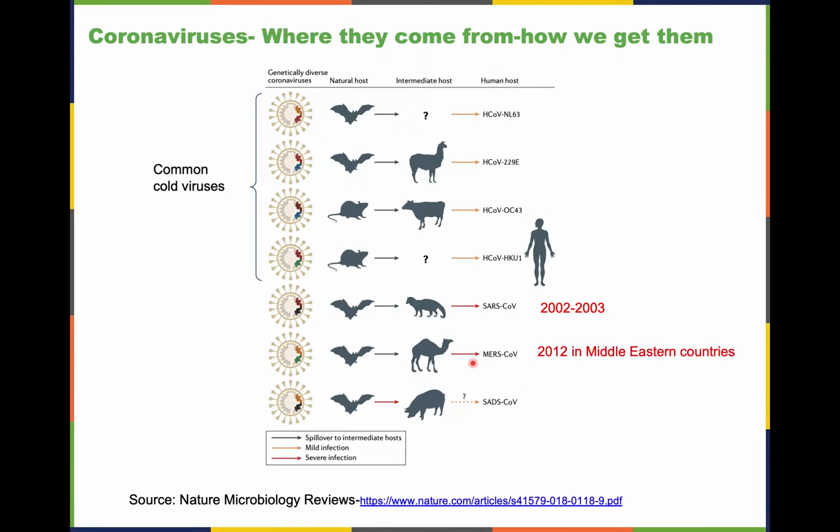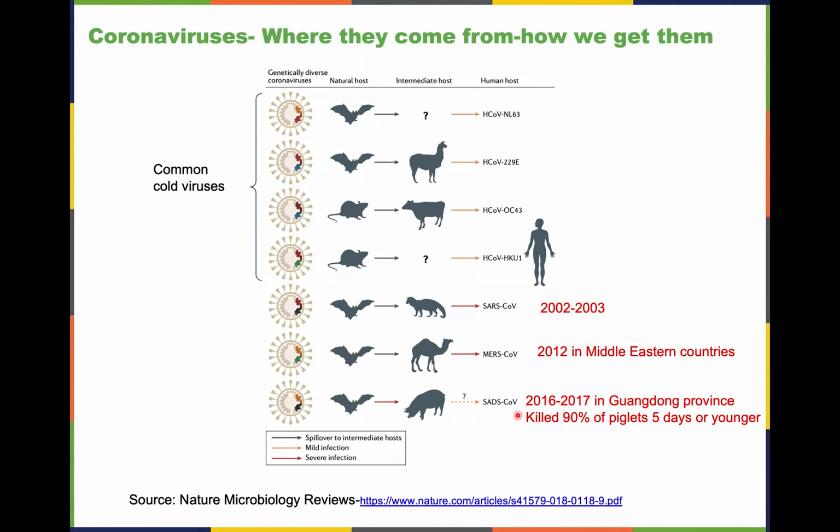Then MERS-CoV was primarily found in Middle Eastern countries. So if you've never heard of it, that's because it never made it to our shores. And scientists are pretty confident based on sequence analysis that it originated in bats, then it was transferred to camels, and then from camels it was transferred to human beings. And as you know, in some parts of the Middle East, camels are a very common mode of transportation.